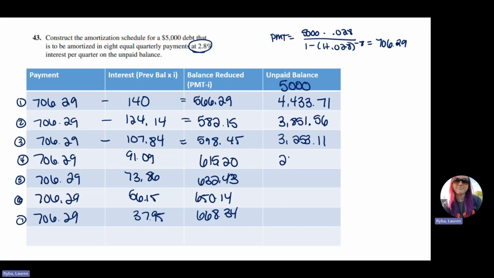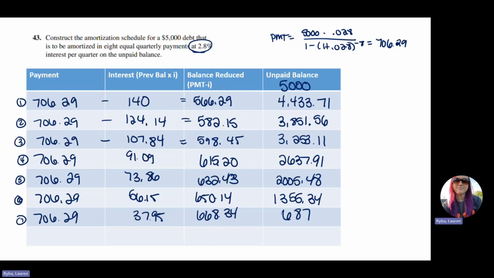This drops down to 2637.91, 2005.48, 1355.34, 687.